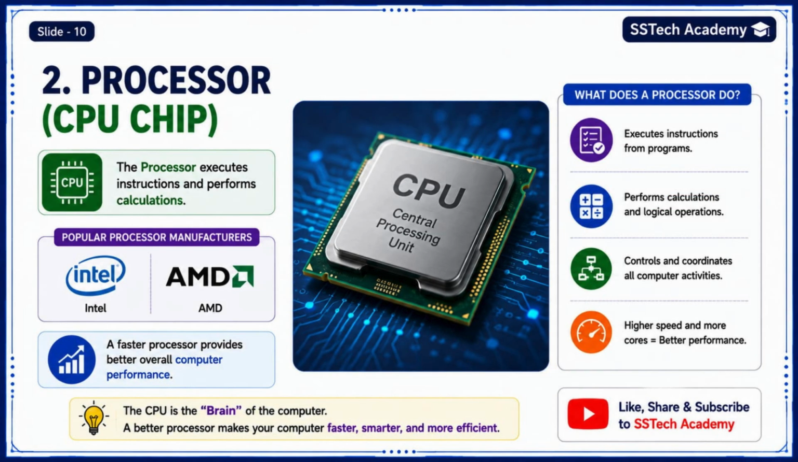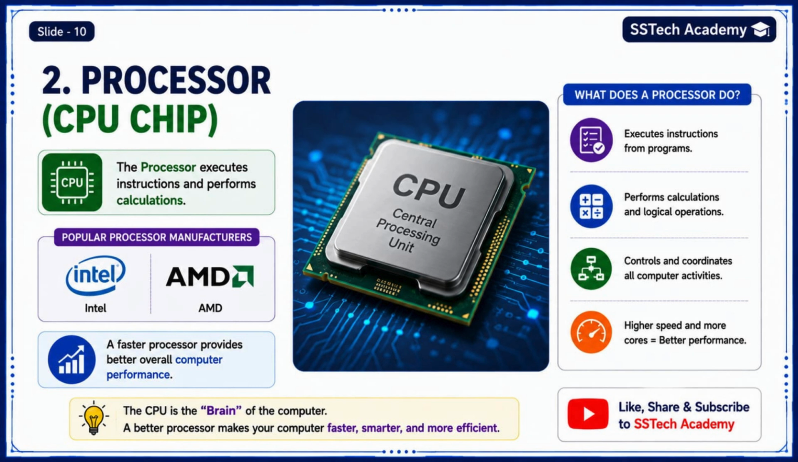Now, let's learn about the processor, also known as the CPU chip. The processor is one of the most important components inside a computer. It executes instructions and performs calculations. So, what does a processor actually do? First, it executes instructions given by computer programs. Second, it performs mathematical calculations and logical operations. Third, it helps control and coordinate different computer activities.